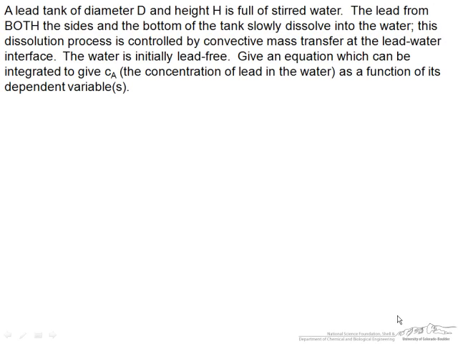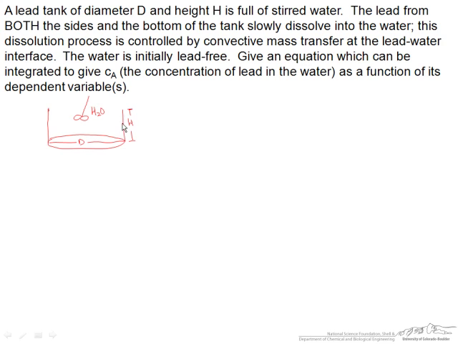Alright, we're doing a mass transfer problem. We've got a lead tank of diameter D and height H. So let's draw this tank. And so this diameter is D and the height is H. And it's full of stirred water, H2O. The lead from both the sides and the bottom of the tank slowly dissolves into the water.